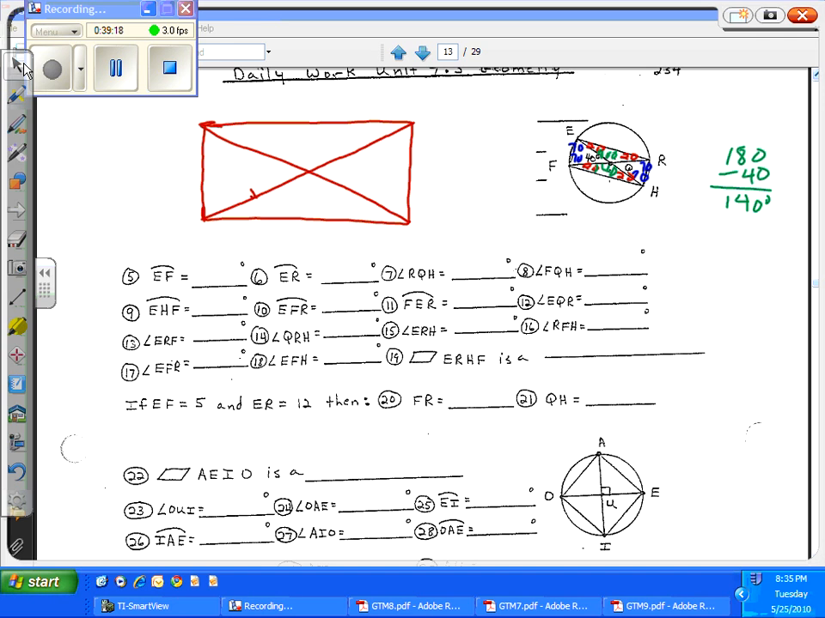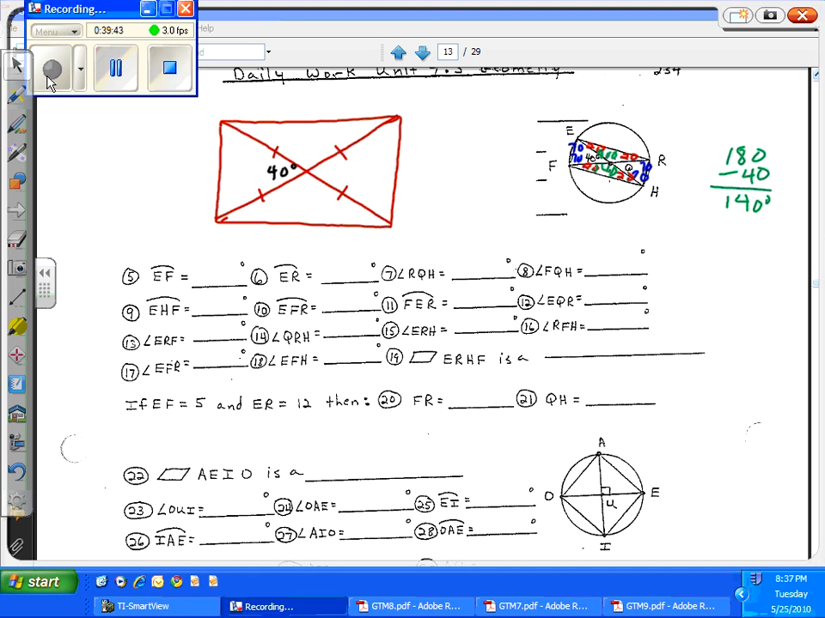We began by saying that these are all radii of the circle, therefore they're equal. Since we had 4 equal diagonal pieces, we knew it was a rectangle. This little angle is 40 degrees. We know if this is 40, then this one over here is 40 degrees because vertical angles are equal. We know a straight line's 180, so 180 minus 40 leaves 140 degrees for this angle, which means this one's also 140 because they're vertical.